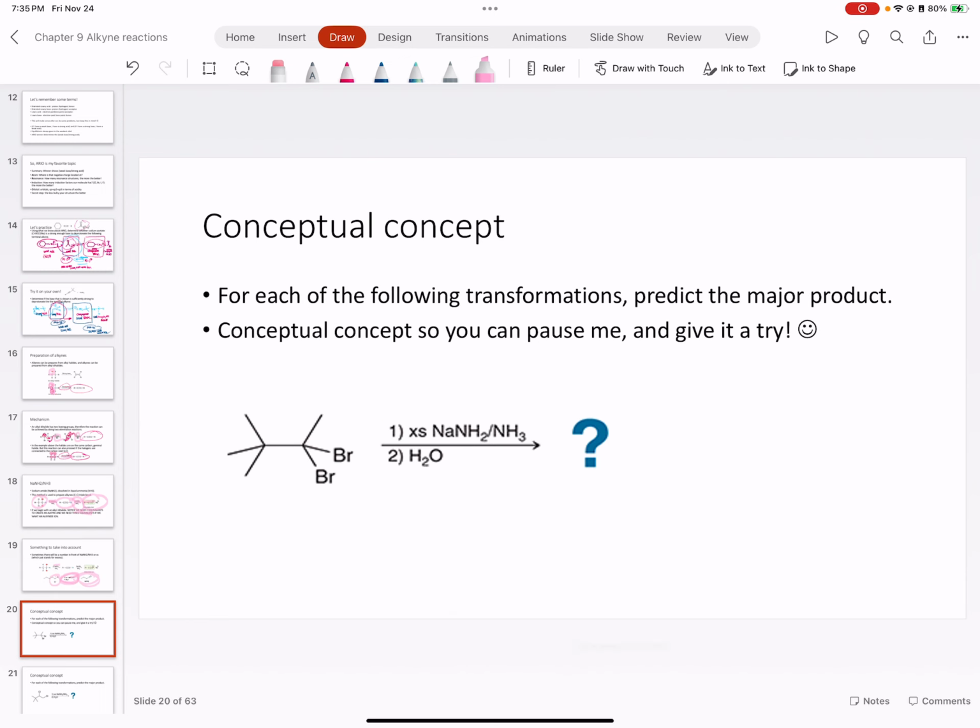Now, conceptual concept. For each of the following transformations, predict the major product. It's a conceptual exercise, so you can pause me and give it a try. Technically, I can draw the mechanism for you guys.